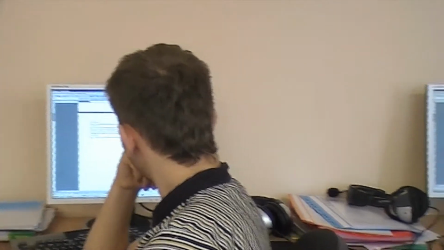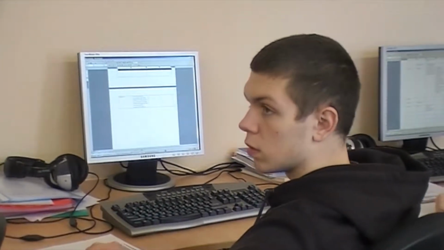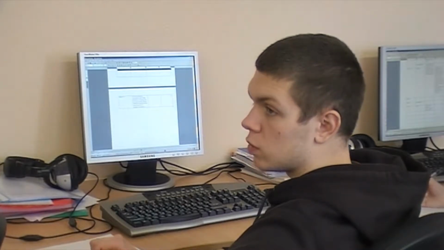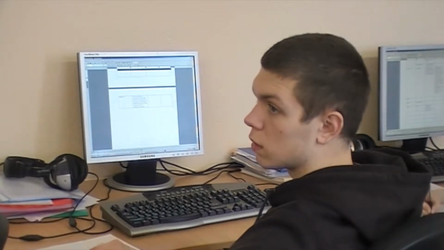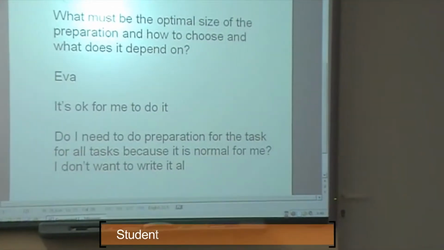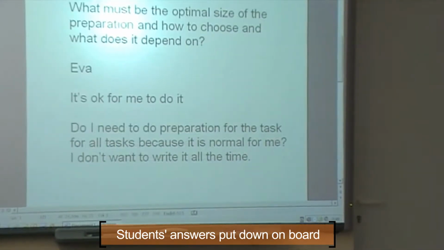What must be the optimal size for the preparation? And how maybe to choose the size? What does it depend on? Is it your idea?